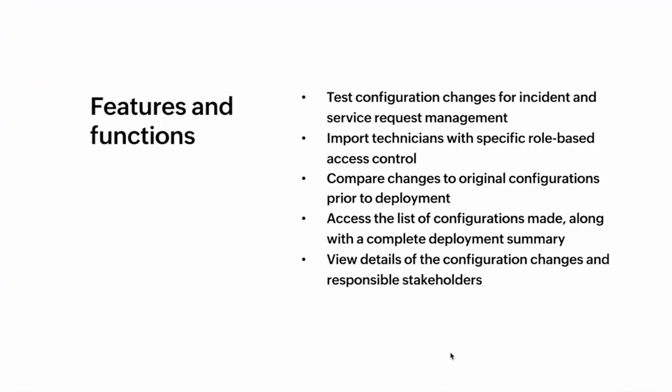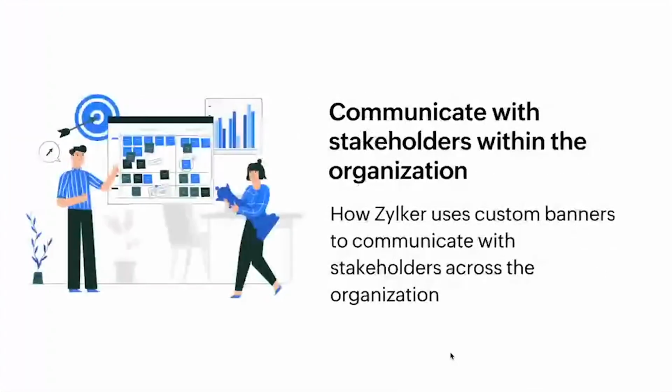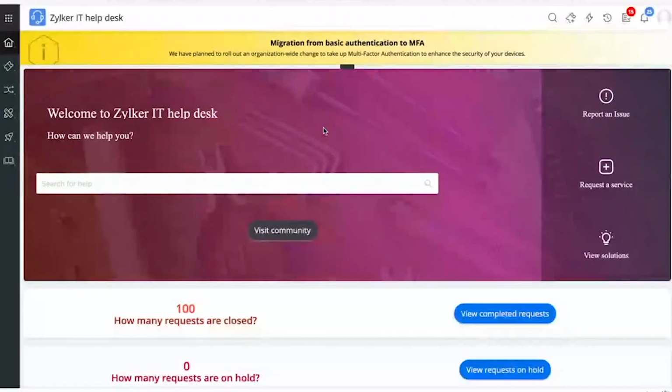The next feature that we have in place is the custom announcement banners. Let's see how Zilker was able to use the custom announcement banners feature available in ServiceDesk Plus to communicate effectively with all the stakeholders in its organization. Right now, I'm in the self-service portal, and the custom announcement banners would appear on the top of the application. As you can see, you can give the required background colors that you want. You can customize the alignment, and you can also choose the icon that you want to be displayed right here.